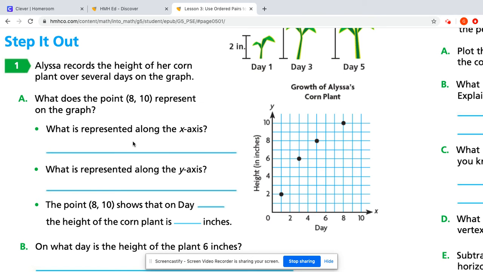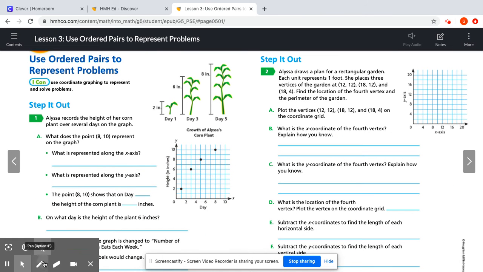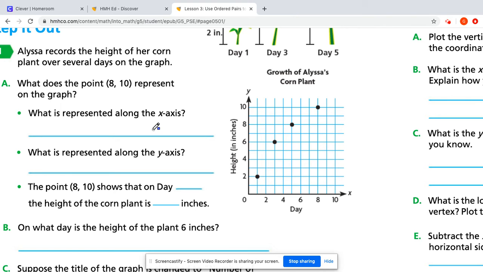So first it asks us about the x-axis. It wants to know what is represented along the x-axis. If you look onto the side over here, they have the x for you, and what is being represented here on the side is days, the amount of days. If I were you, I would write down the word days here. The next question asks what is represented along the y-axis. If we look at the other line, this is our y, and over here is represented our height.